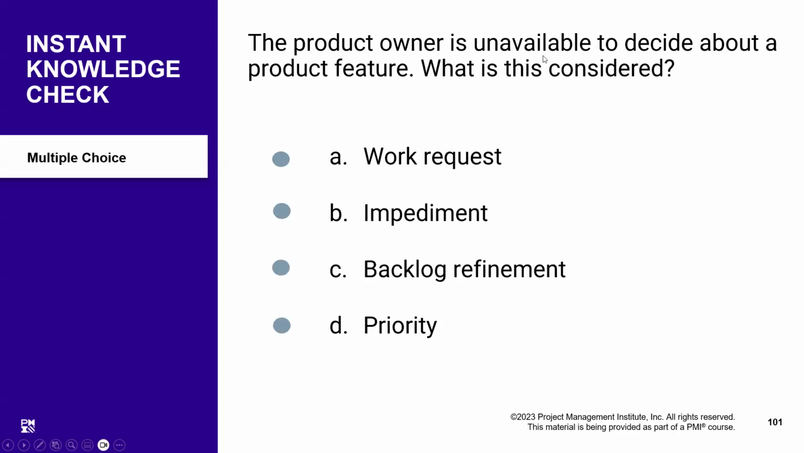The product owner is unavailable to decide about a product feature. What is this considered? Impediment. Very right. So any problem which is coming your way is an impediment. So as a team lead, how are you going to solve it? You are going to coordinate with the product owner, ensure his availability, and get him in touch with the team. The matter is resolved.